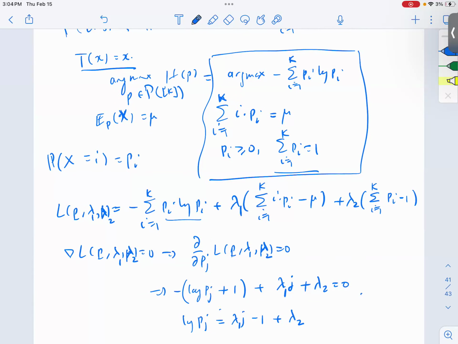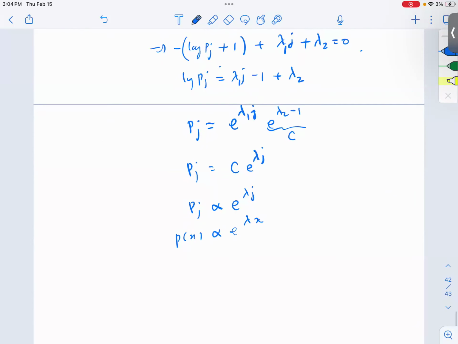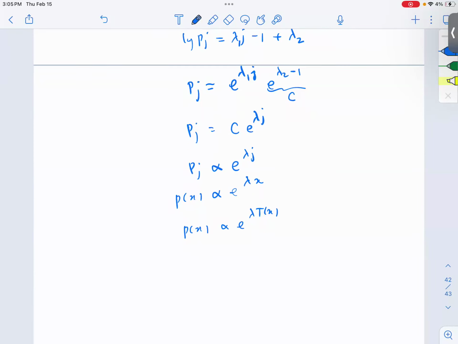Okay, so if you did it with general t of x, what would come out is p of x is proportional to e^(lambda t of x). Do it as an exercise. And the proportionality is going to make it, so it's lambda 1. You can call it whatever. But it's a parametric family that looks like this, which is the exponential family.